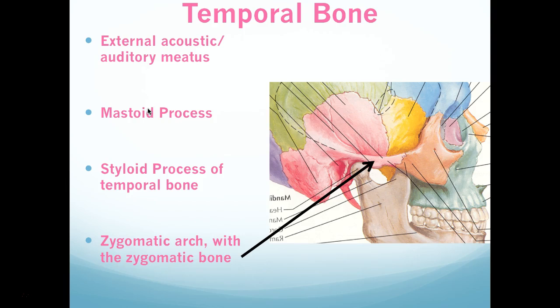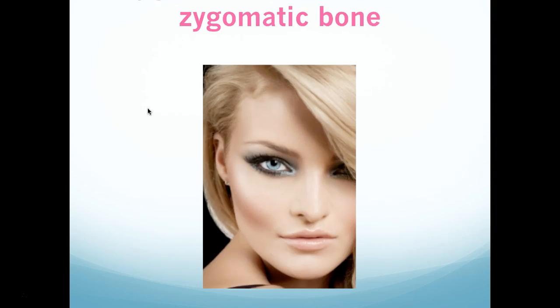And next we have the zygomatic arch with the zygomatic bone. Zygomatic really means to yoke or to pair up. So this is pairing up with the zygomatic bone, or the zygomatic bone is pairing up with the temporal bone. You could look at it both ways. But all in all, this is called your zygomatic arch, and because it's your temporal bone here, we say it's with the zygomatic bone. So it helps to create our cheekbone.